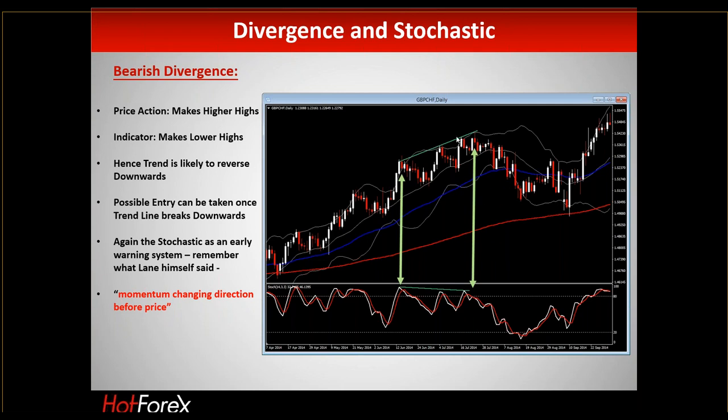So see how the divergence doesn't happen very often, but when it does, it can be very significant. As I say, price action makes a higher high, the stochastic makes lower highs, and the trend is looking to reverse. So probable entry as we break out here. But again, you'd have to be brave to take that, because we're still up.